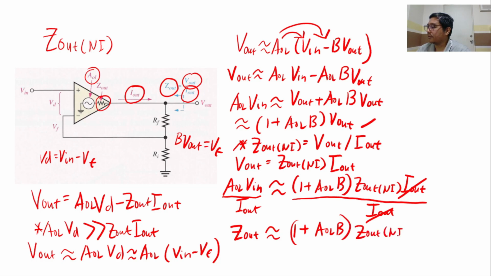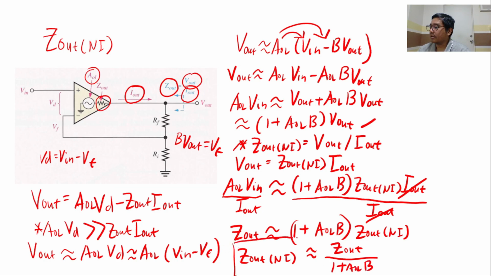of the non-inverting amplifier. Writing down the equation for the output impedance of a non-inverting amplifier, that is approximately equal to Zout of an op-amp in an open loop configuration divided by 1 plus AOL times B. So this is our equation for the output impedance of a non-inverting amplifier.